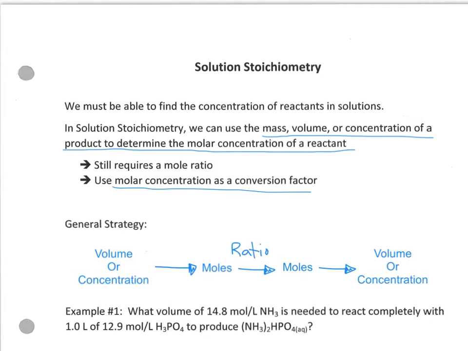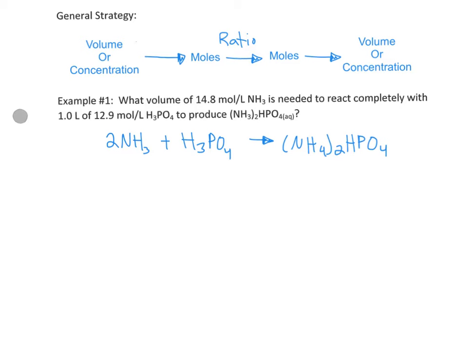So in our first example down here on your handout, we want to calculate the volume of 14.8 mole per liter NH3 that is needed to react completely with 1.0 liters of 12.9 mole per liter phosphoric acid to produce (NH4)2HPO4 aqueous. The first thing we need to do is write out our balanced chemical equation. If we do that, we end up with 2 NH3 plus H3PO4 reacts to produce 1 (NH4)2HPO4.